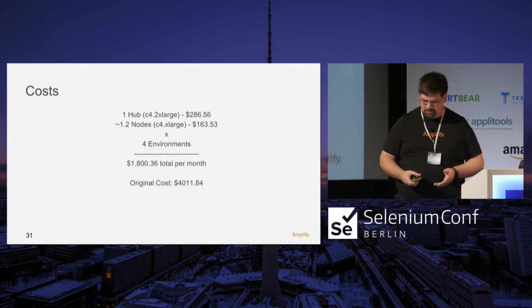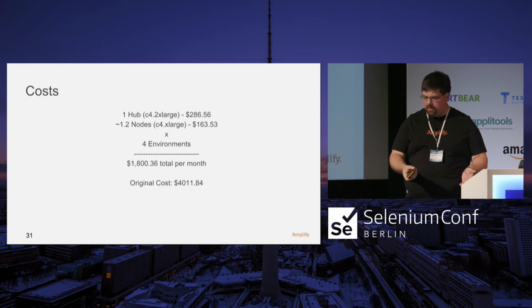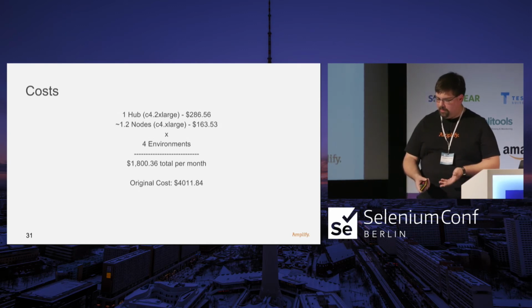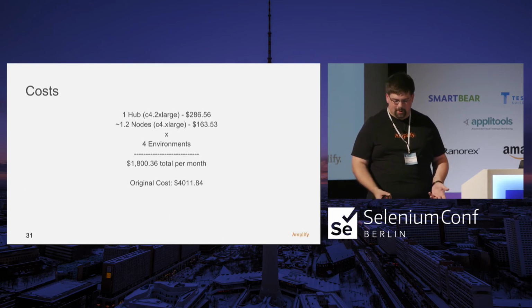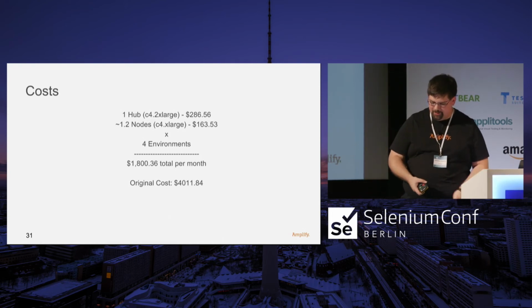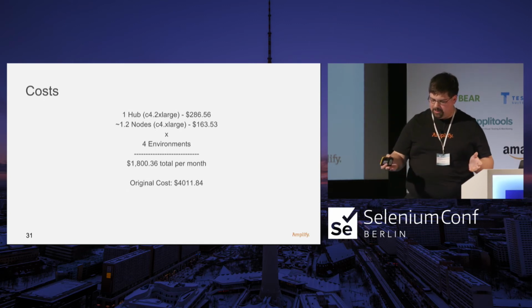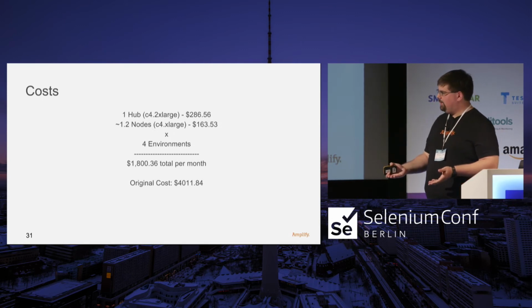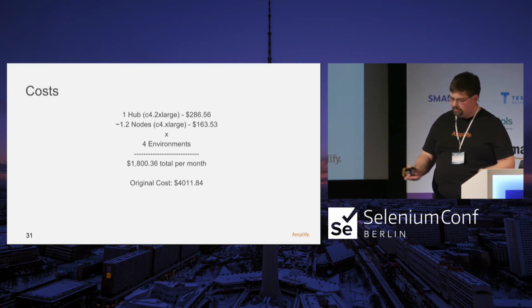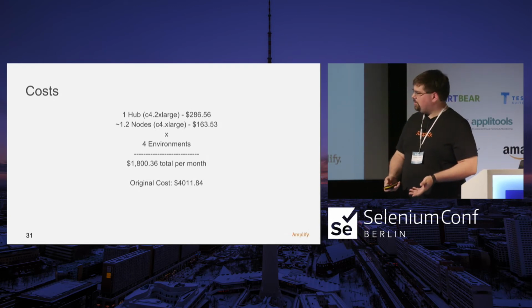To give you an idea of price, we still have the one hub, still roughly $300, but now we don't need 5 nodes anymore. We end up on average somewhere around 1.2 nodes. Most of the time it's 1. Every once in a while it becomes 5 or 6, but on average it's about 1.2. So you add this up across the different environments, and now we're spending about $1,800 a month instead of $4,000, which is pretty good savings. That's like 55%. That's pretty good.